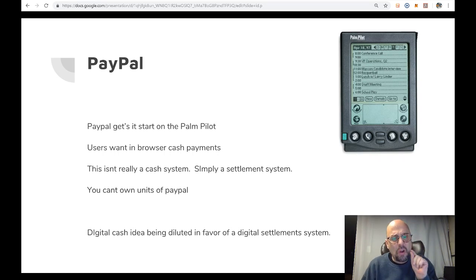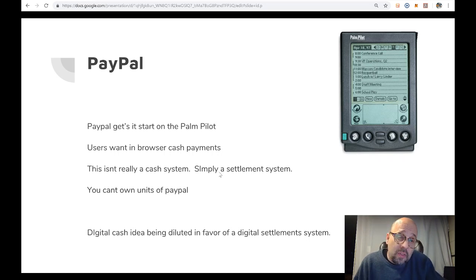So again, even though it was a digital cash idea, it's really being diluted in favor of just this settlement system, because PayPal is getting their cut, and the bank gets their cut. We're not really sending cash from one person to another. We're still going through that digital payment system through PayPal. So that is a problem that we found. Let's just break down a couple of things that we discovered with PayPal.